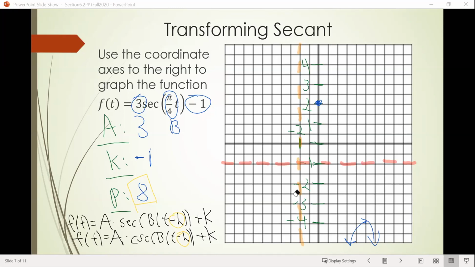And then we know that the end of the second loop down here, because it has to be 8 units away, it's going to be at 6, because if we go -2 to 0, that's 2 units. Out to 2 is 4. To 4 is 6. To 6 is 8. So that's where our next vertical asymptote should be.